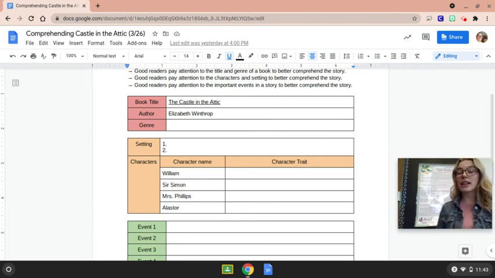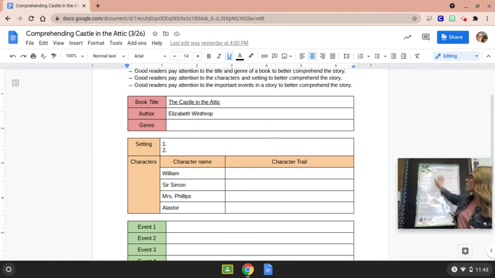Our author's Elizabeth Winthrop. Now, that might not necessarily help you better understand the story, but if you're reading a book out of a series and you notice that it has the same author, right, for a series, or if you've read other books by that author, it might help you better understand that author's style and better understand the book. Next is the genre, and this is one that you're going to fill in.